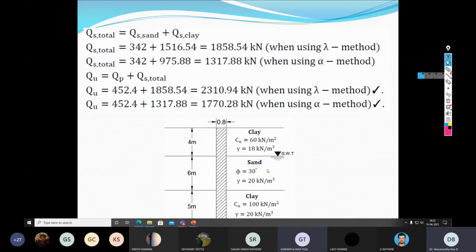Suppose if you interchange sand with the clay, for alpha method, no change. Okay, for alpha method, no change in the skin friction value. In lambda method, we'll take the length of the pile as 10 and proceed, sir. 10 and proceed, that's it. Okay, sir.